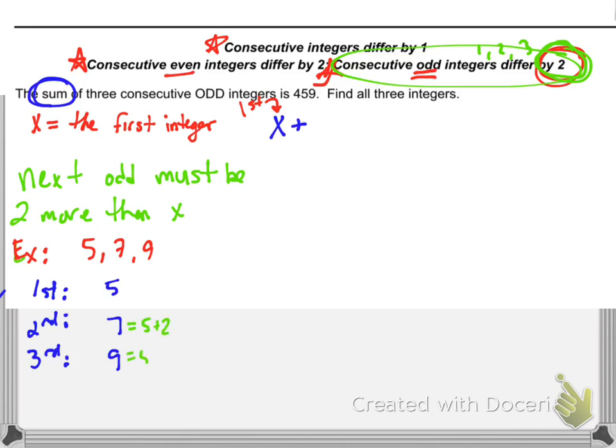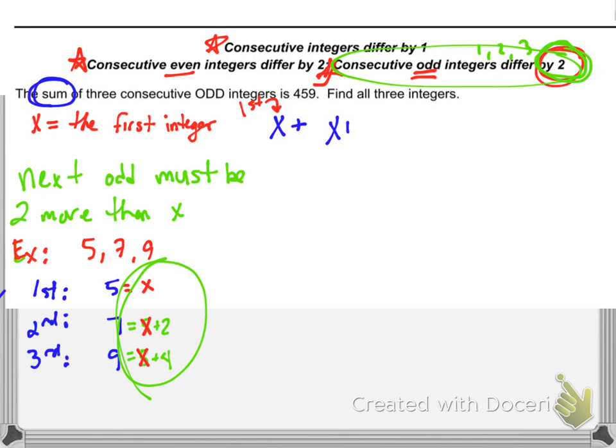All right, so if I called 5 x, well, 7 is 5 plus 2. So if I didn't know the first one was 5, I could just call it x plus 2. 9 is 4 more than 5, so that's the same thing as x plus 4 if I'm saying x is equal to 5. So these are the expressions we're going to use for our first, second, and continue the pattern for as many as we need to add up to get our number here.